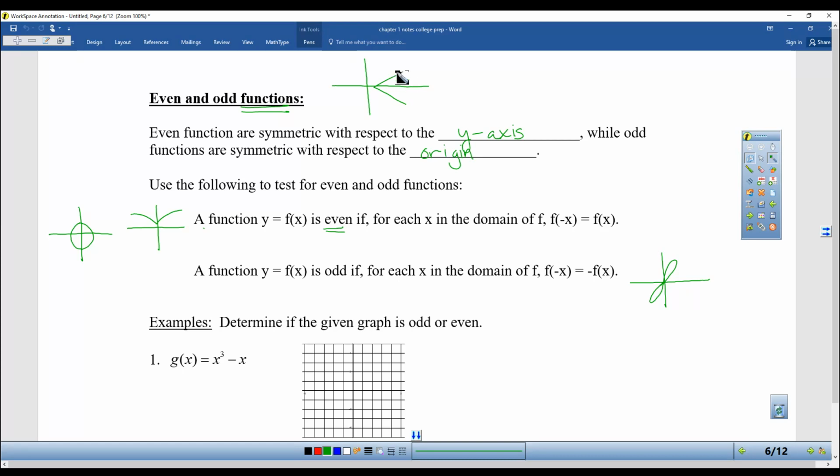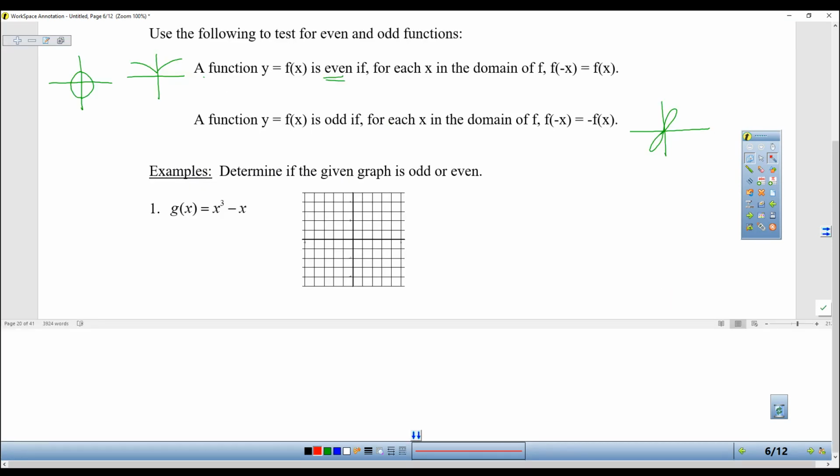We actually really don't study symmetry over the x-axis because it doesn't pass the vertical line test. So instead, they focus just on even functions, which are the y-axis, and odd functions, which go over the origin. But as far as actually understanding symmetry, you've already learned it. This is just giving it a name.